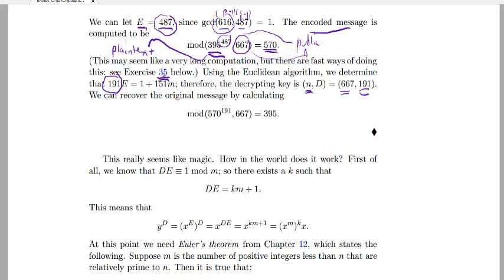Okay. All right, now according to the prescription, all I have to do is take my received message, which is 570. So this is received. I raise it to the secret key, and I take the mod N, and this is the original decoded message. Okay, so you can see how the algorithm actually works. All right, now what's going on here?